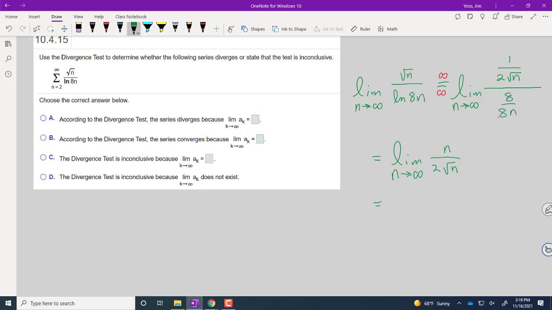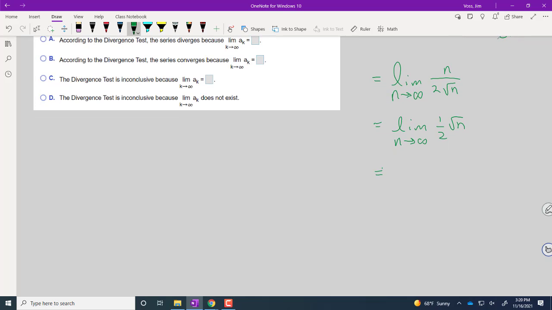How can we combine those n's? Subtract. You can subtract exponents. You have n to the 1 over n to the half. So that's n to the 1 minus 1 half, which is n to the half. So it's that. You could also say to yourself that n is equal to root n times root n, and then one of them will cancel. And what's that limit? Infinity.